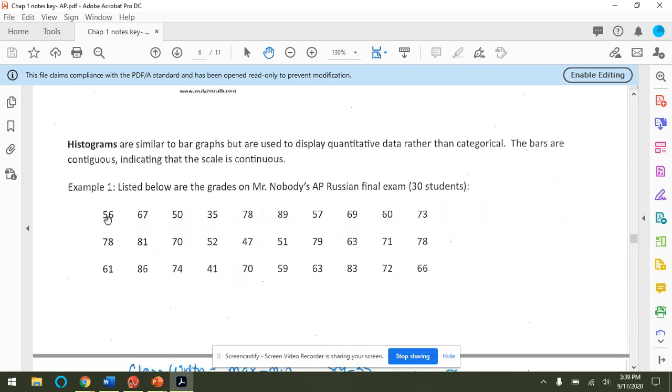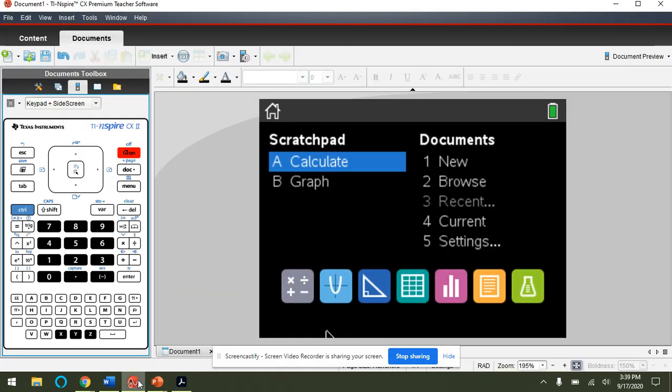So what we have is this data set of the grades on Mr. Nobody's AP Russian final exam for 30 students. And we're going to talk about putting these into your calculator. We need to find the lowest number and the highest number and all the points that lie in a range. The absolute most efficient way to do this is your calculator.